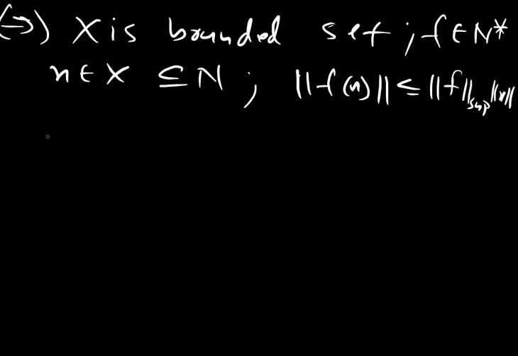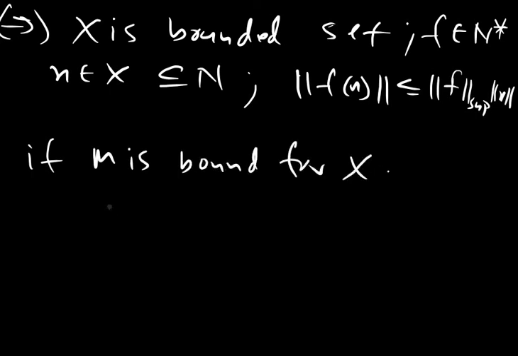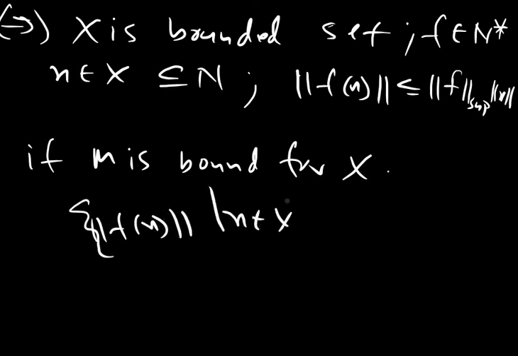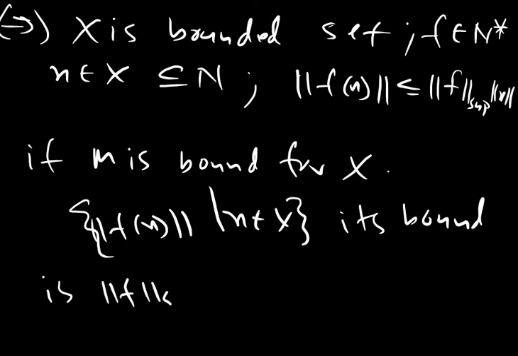So what does that mean? Suppose M is the bound for X. Then if you look at the set of norm of f of x such that x belongs to X, its bound is norm of f, the sup norm, times M. So this is a bounded set. This is the bound and so on.